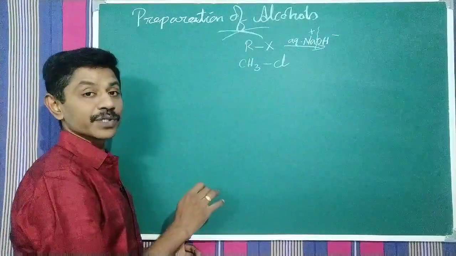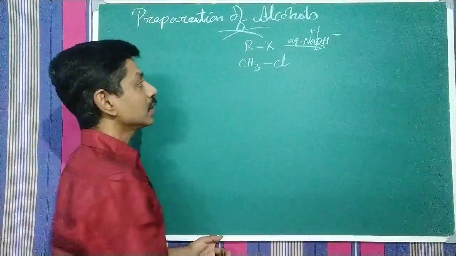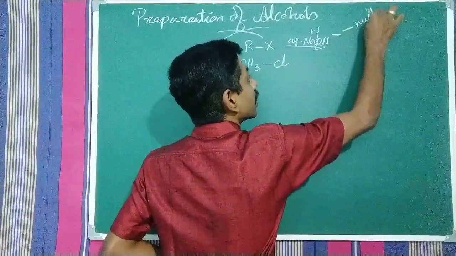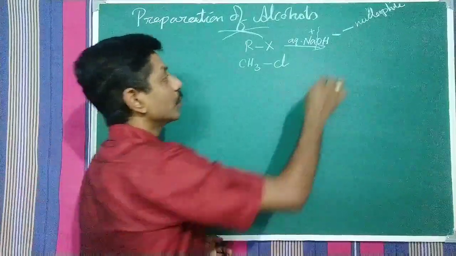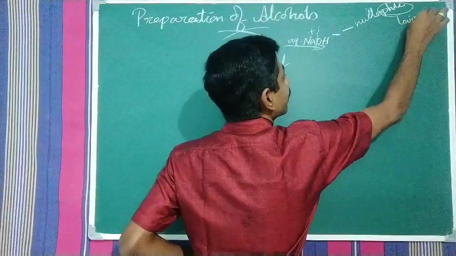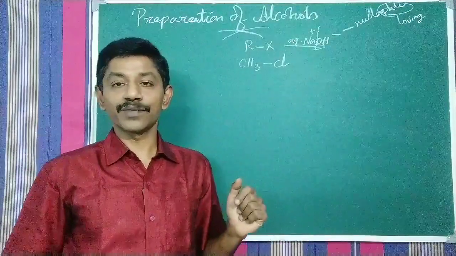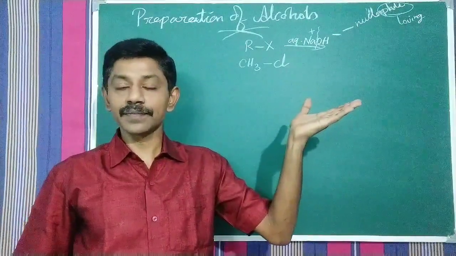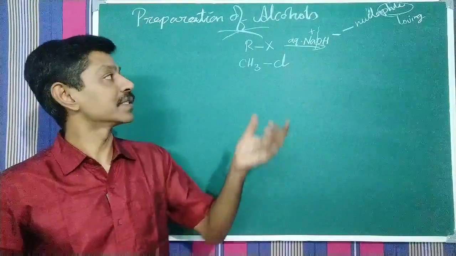So what type of substitution? We have to understand the negative part of this compound, that is sodium hydroxide, which is called a nucleophile. Nucleophile, what do I mean by the word 'phile'? Phile refers to loving, that means nucleus loving, and you can derive an easy meaning out of this word. Nucleus is positively charged, you know the basics of atomic structure. So the positively charged area of an atom is the nucleus.